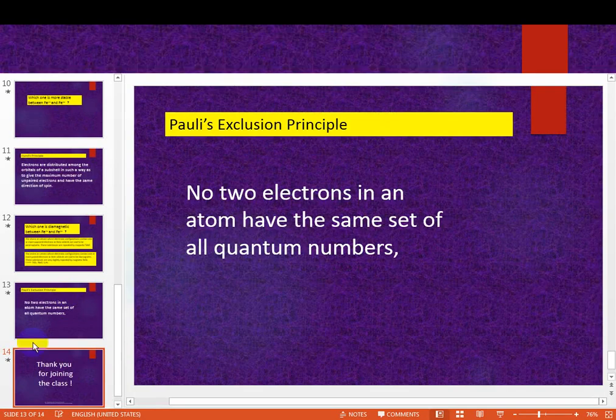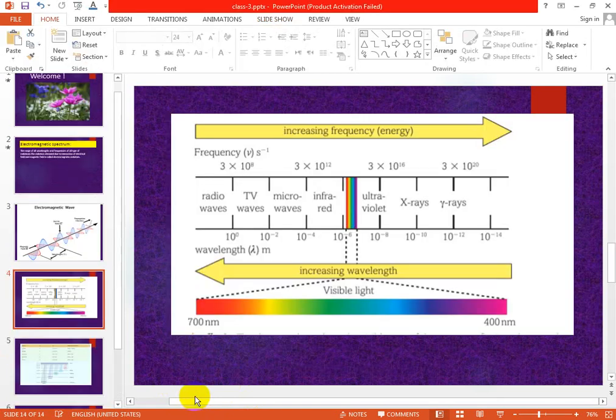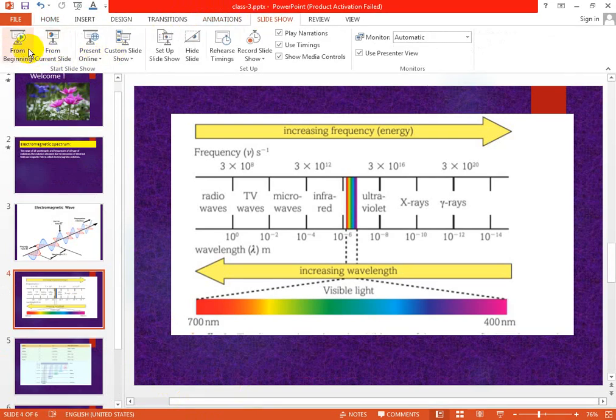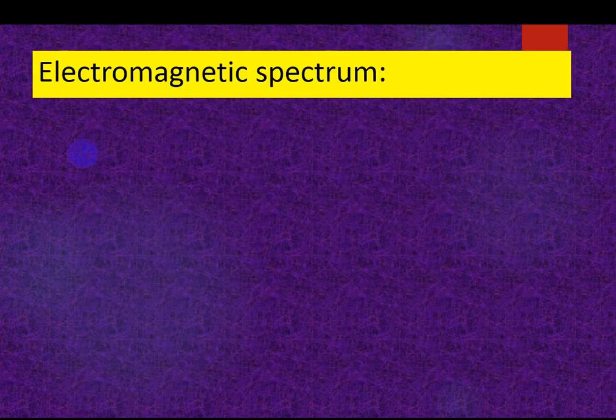Okay, next, today's class number 3. Okay, look at here. Okay, this is the electromagnetic spectrum. What do you mean by electromagnetic spectrum? Have you seen electromagnetic spectrum? Hello students, have you seen electromagnetic spectrum?